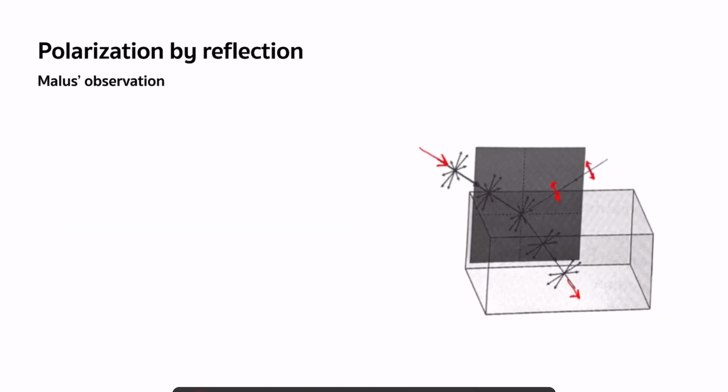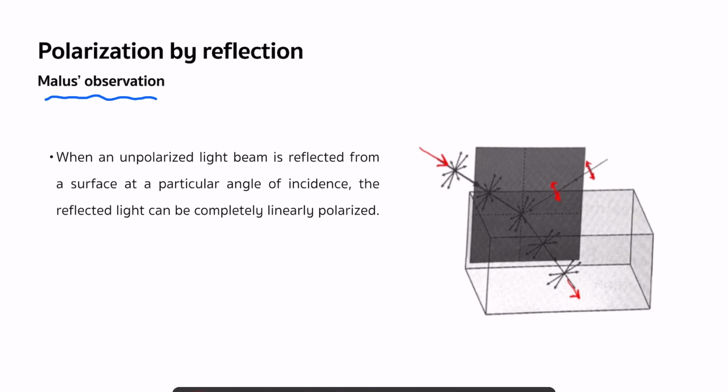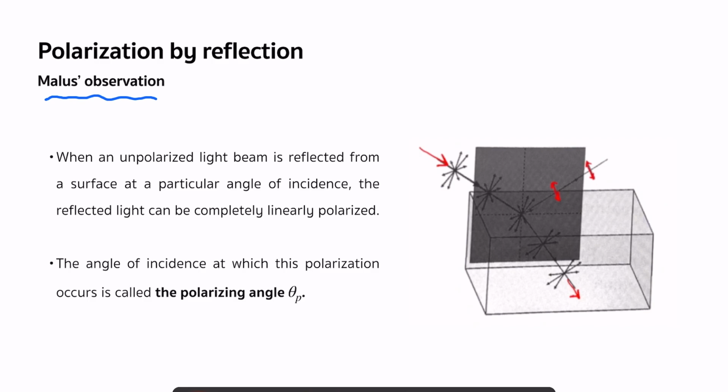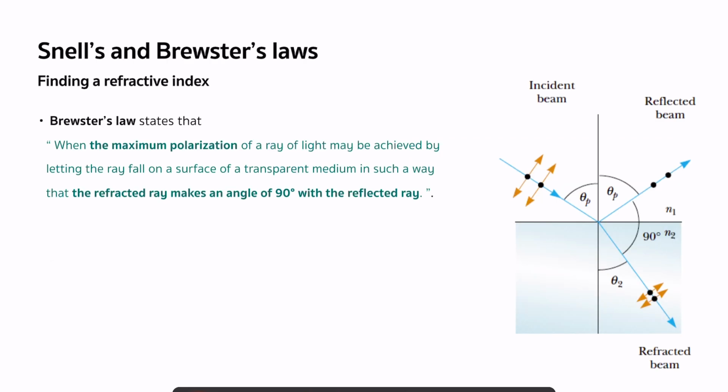Among several ways to produce polarized light, this experiment is relevant to polarization by reflection. Based on Malus' observation, when an unpolarized light beam is reflected from a surface at a particular angle of incidence, the reflected light can be completely linearly polarized, and this angle is called the polarizing angle. Based on this observation, Brewster found that the maximum polarization of light may be achieved when the angle between the refracted ray in a medium and the reflected ray is 90 degrees.